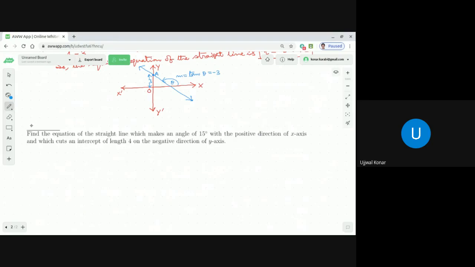So this is question number 2, dear students. So we will solve together. So let's first read the question. The question here is: find the equation of the straight line which makes an angle 15 degree with the positive direction of x-axis and which cuts an intercept of length 4 on the negative direction of y-axis.